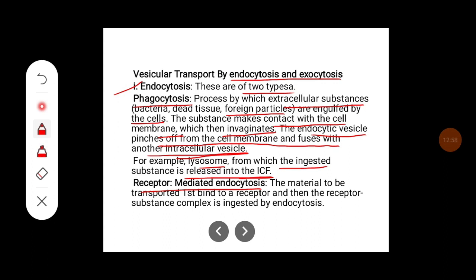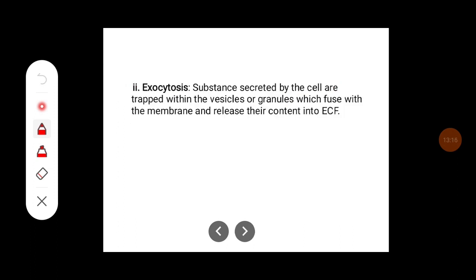There can be receptor mediated endocytosis, where the material to be transported first binds to the receptor and then the receptor substance complex is ingested by endocytosis. The example for receptor mediated endocytosis is clathrin mediated endocytosis. Exocytosis occurs when substances secreted by the cell are trapped within vesicles or granules, which fuse with the membrane and then release their contents into the extracellular fluid.